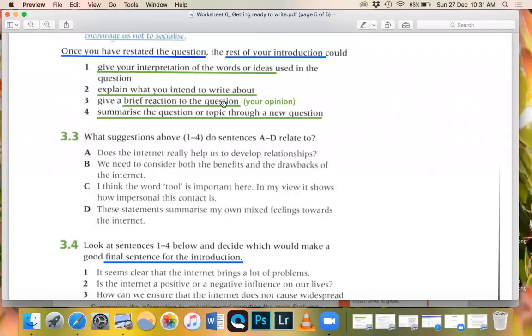You can give a brief reaction to the question. This is your opinion. Or you could summarize the question or topic with a new question. You don't have to do all of these, okay? You restate the question and then you could do 1 or 2 of these. If you do all 4, it's going to be a very long introduction, okay? So what we're going to do is match these to these. So what of these suggestions, 1 to 4, do the sentences A to D relate to?